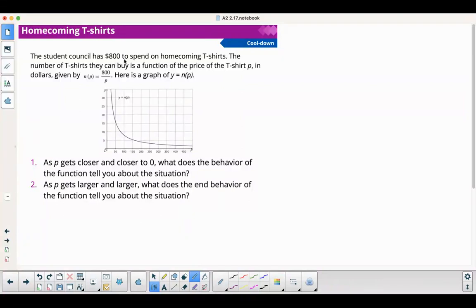The student council has $800 to spend on homecoming t-shirts. The number of t-shirts they can buy is a function of the price of the shirt, P in dollars, given by N of P equals 800 over P. So here's your graph. As P gets closer to 0, what does the behavior of the function tell you about the situation? So P is on the x-axis. As P gets closer and closer to 0, the price, P is price, the more and more t-shirts you can buy, because Y is, the price of the t-shirt is P, and then this is dollars.